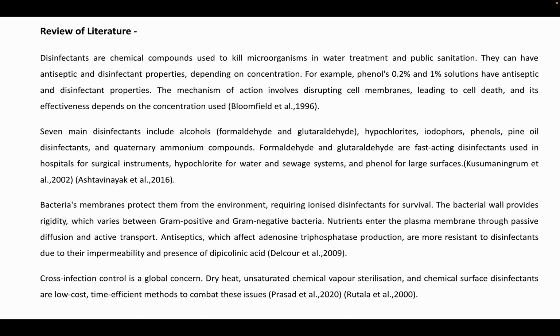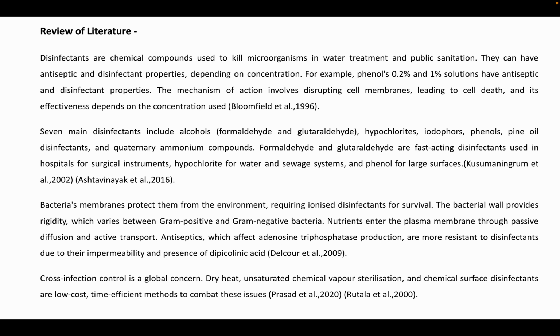Now, this is a review of literature which I have collected by going through the research papers and review articles present all over the web. To begin with, disinfectants are chemical compounds used to kill microorganisms in water treatment plants, public sanitation, and not only this, hospitals and also households. They can have both antiseptic and disinfectant properties depending upon their concentration.